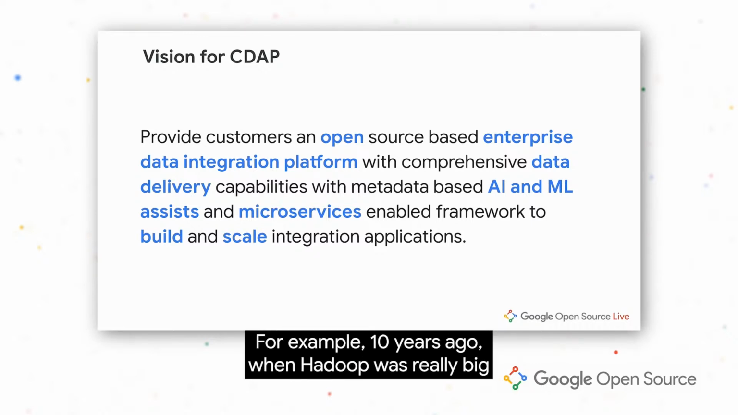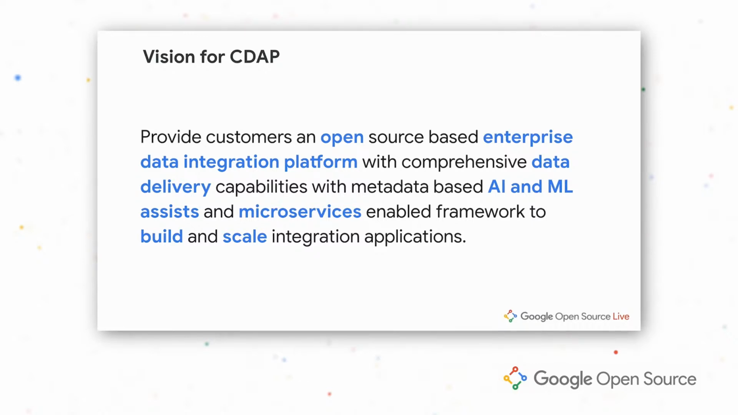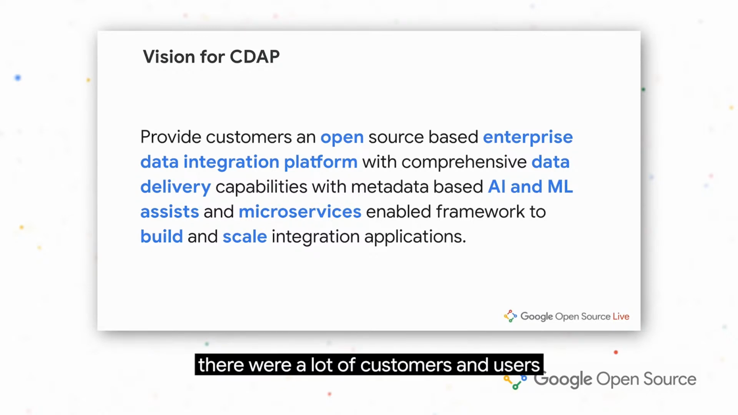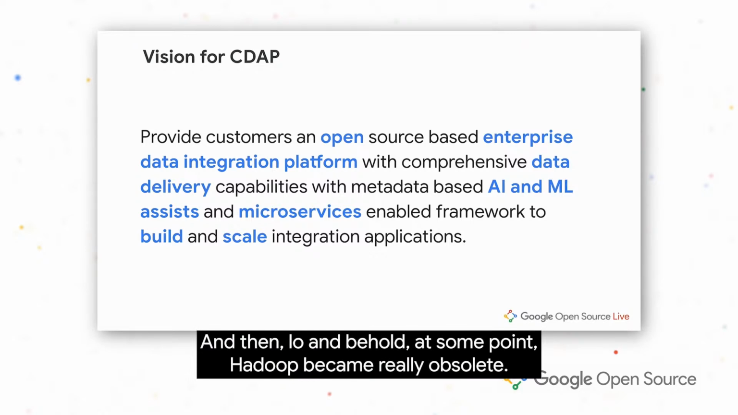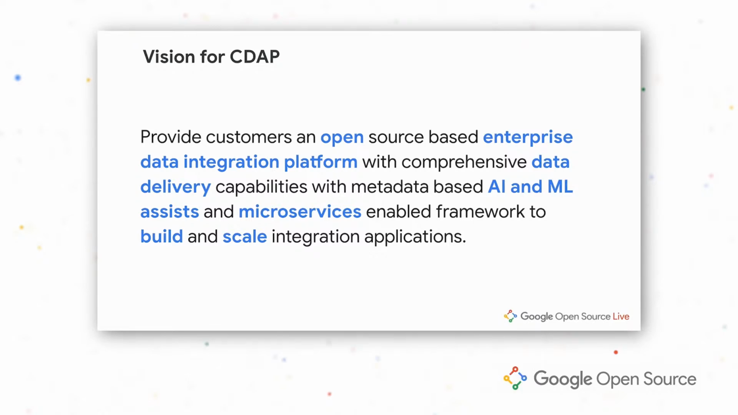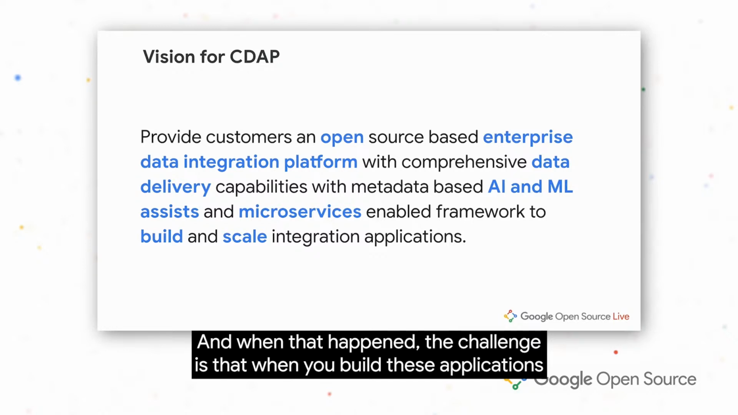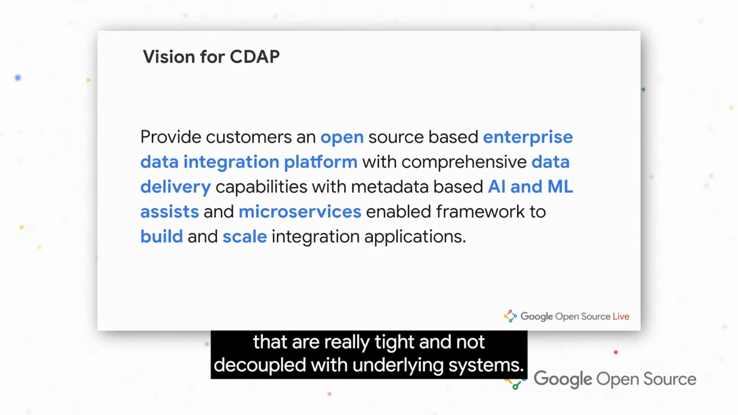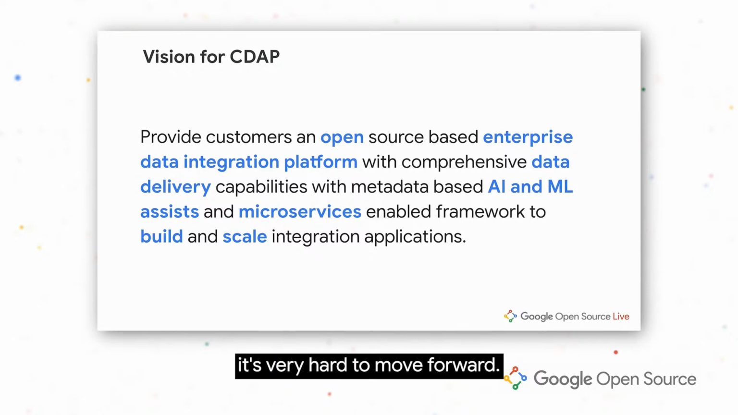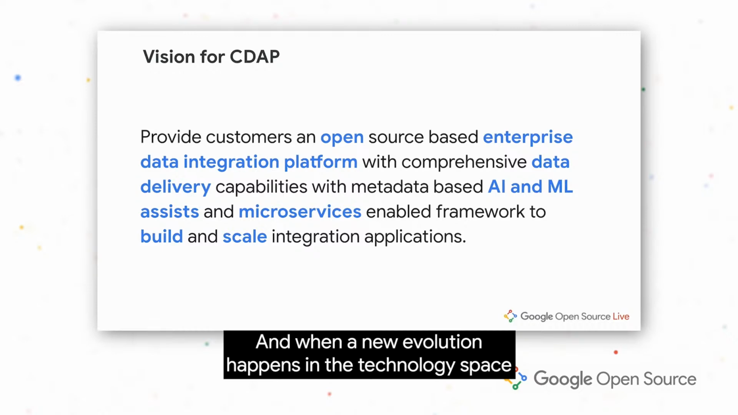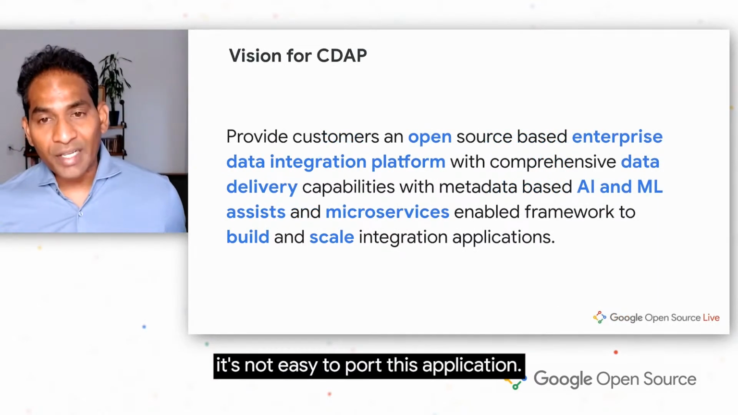For example, 10 years ago when Hadoop was really big, there were a lot of customers and users trying to build big data applications on Hadoop, and then lo and behold, at some point Hadoop became really obsolete. And when that happened, the challenge is that when you build these applications that are tied to and not decoupled from the underlying systems, and are coupled with the implementation, it's very hard to move forward. When a new evolution happens in the technology space, it's not easy to port these applications.